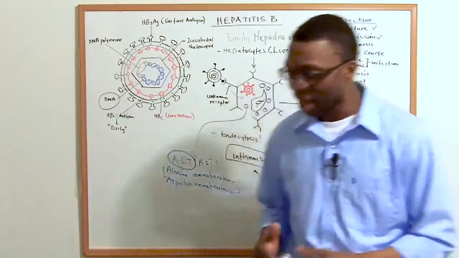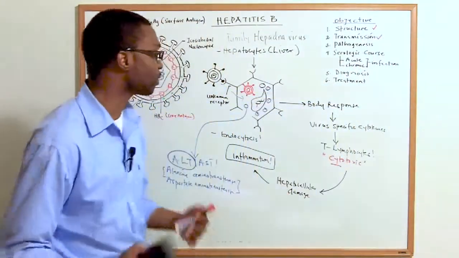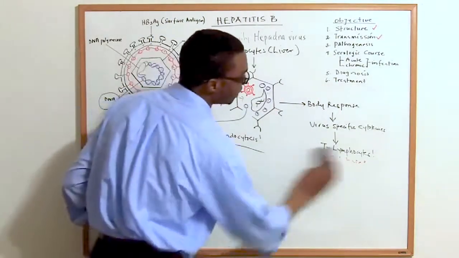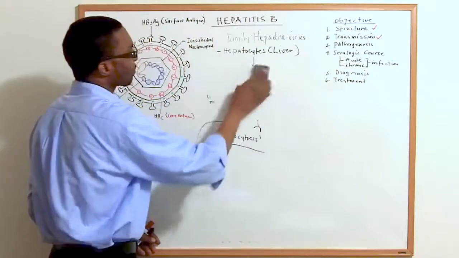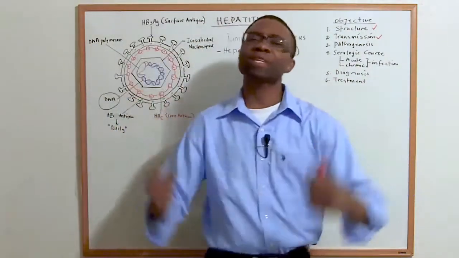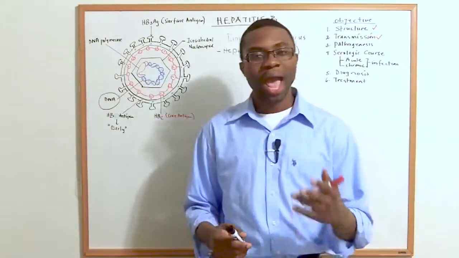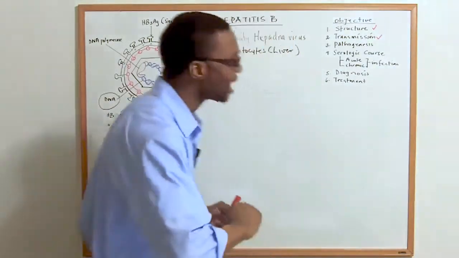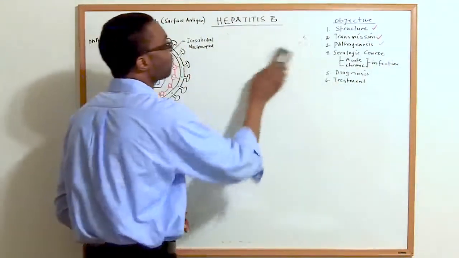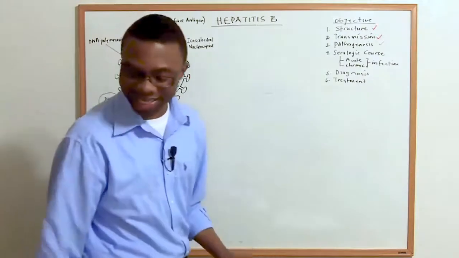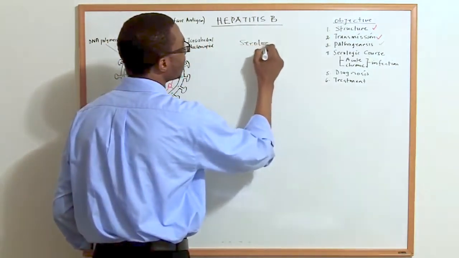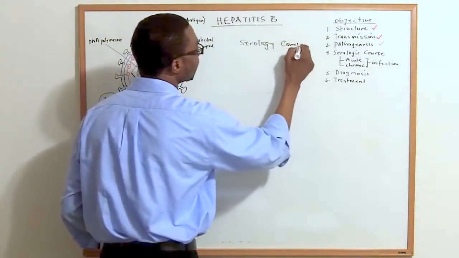Now let's talk about how the course of the infection of hepatitis B actually works, now that we know the pathogenesis of the disease. So, when somebody gets infected with hepatitis B, do they know? Actually, 70% of people that get infected with this virus have no idea they have the virus. Let's talk about serology. That's the course of the infection.